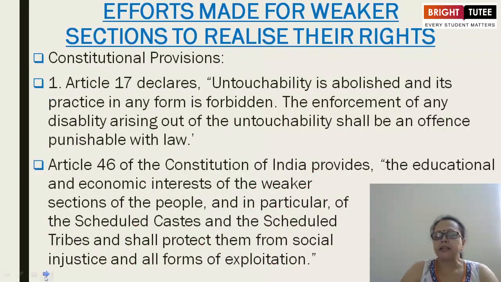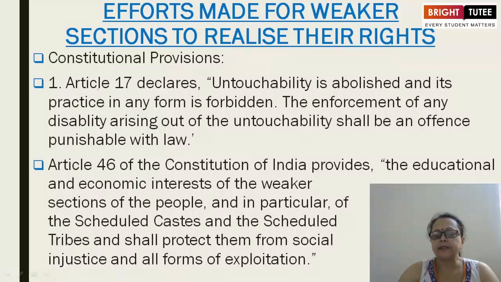Efforts made for weaker sections to realize their rights. What are the efforts made for the upliftment of the weaker sections of society? Just now we have discussed the marginalized groups under the heading of scheduled castes, scheduled tribes, and other backward classes. Now coming to discuss how to realize their rights. What are the constitutional provisions made for their betterment?